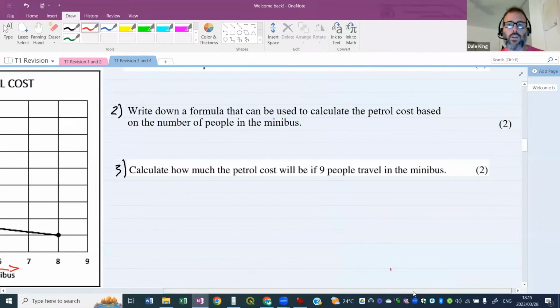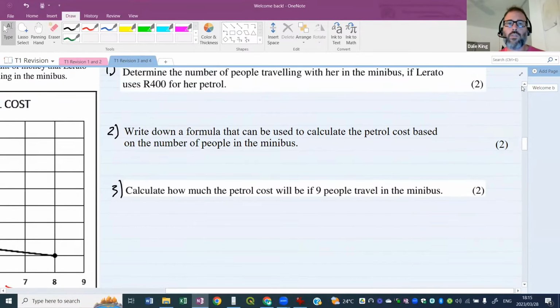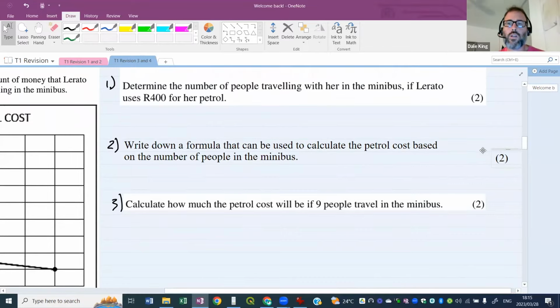There we go. So we have three questions. Move up. There we go. Three questions that I want you guys to do. Number 1, determine the number of people traveling with her in the minibus if Lorato uses 400 for her petrol. Now, we don't even have an equation for this. So we can use only what the question has given us so far. So it said determine the number of people if Lorato uses 400. The number of people for 400 Rand worth of petrol.